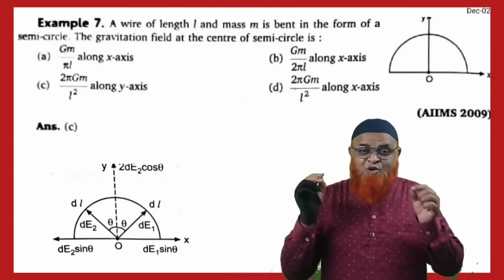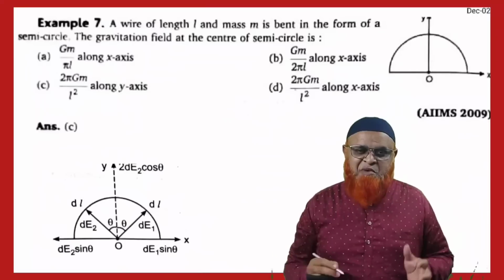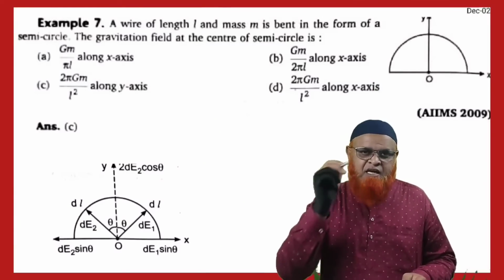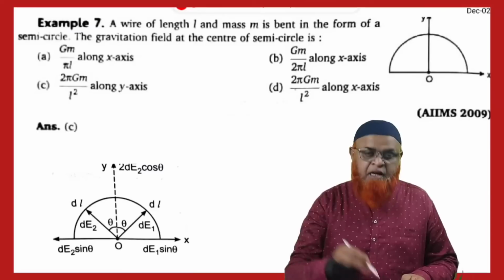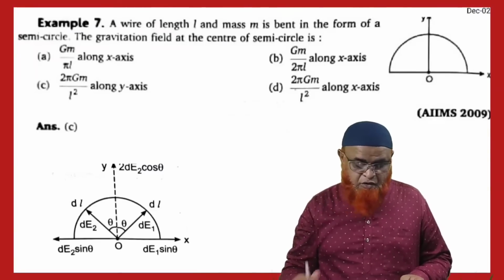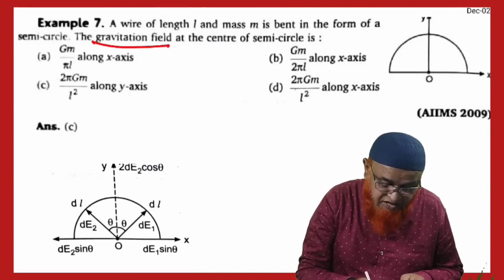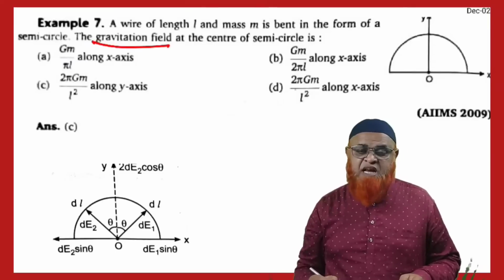Okay, my dear students, how to solve this problem without solving this problem? Just by observation. I'll tell you a shortcut method. So first try to understand what is going to be given. He's asking us to find out the gravitational field. So how are you going to find out the gravitational field?